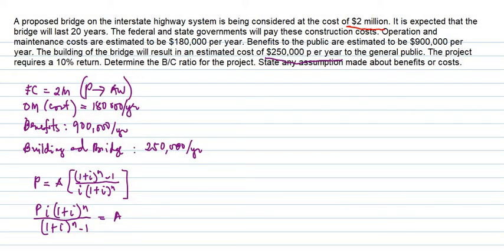So this first cost is, of course, considered a cost, and then operation and maintenance is also a cost. Now this 900,000 per year is benefits. With regards to the building and bridge, it will result in an estimated cost of 250,000 per year. This will also be considered a benefit, although you expend this one, because at the end of the day, for 20 years, you will benefit from it. So building and bridge is considered as benefits.